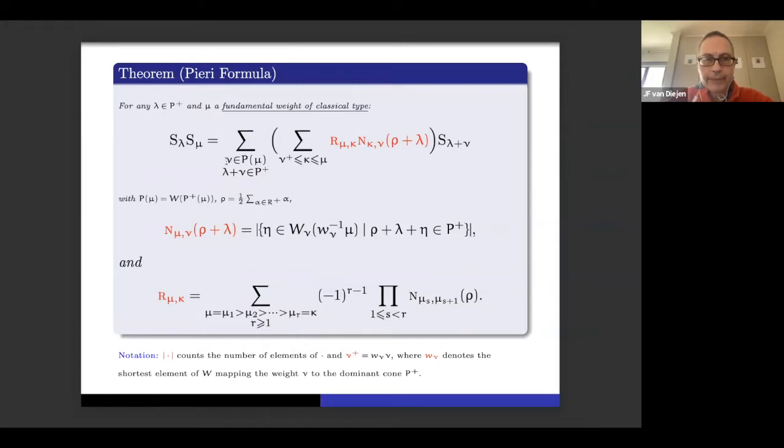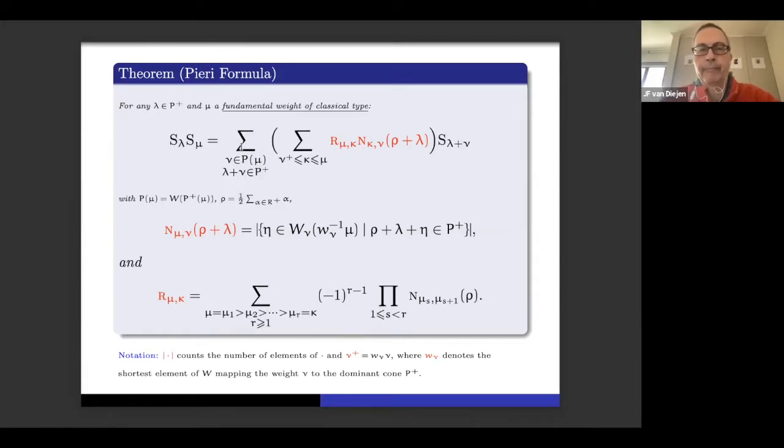First of all, here is a sum over the weight system. So this is the Weyl symmetrization of the dominant weights smaller than mu. You have to sum over the whole weight system such that lambda plus nu stays dominant. So that's a good thing.